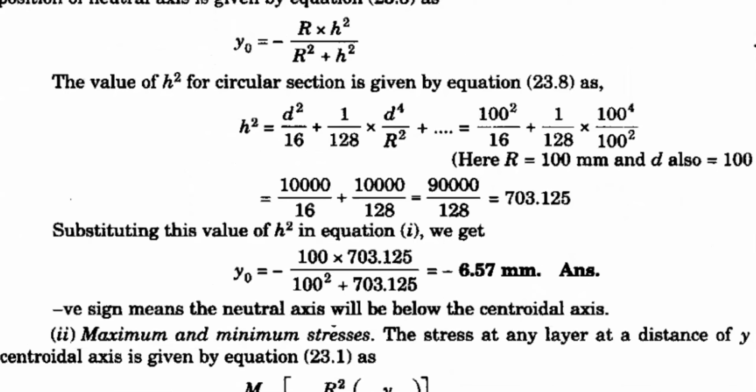So nobody is doing calculations or something like that, because these are very easy calculations. 100 square by 16 plus 120, 1 by 128 into d power 4 by r square. Please respond. What is the exact answer? Whether this answer is right or wrong, please verify it. Right, number 26 or 47.